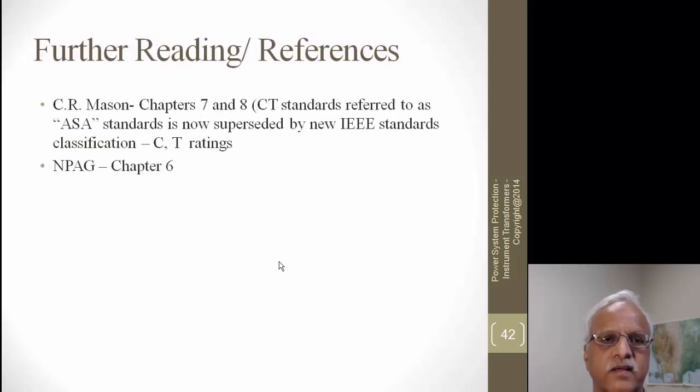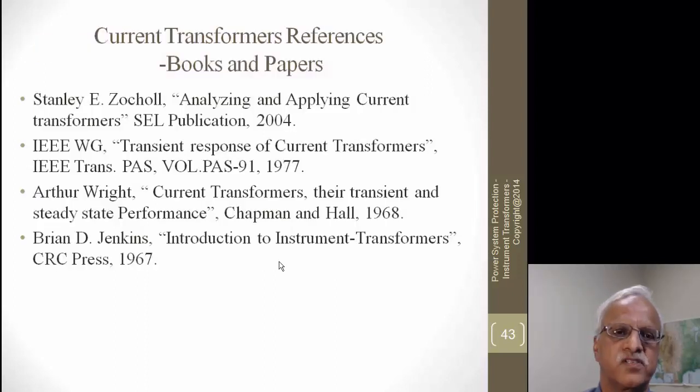so you don't have any issues with the DC offset. For further reading, you can look at Mason's chapter 7 and 8, but this was written at a time when the IEEE was called ASA, American Standards Association at the time, and then instead of ANSI. So they have ASA ratings there, and classifications of C and T ratings. Then you can also look at the Network Protection and Automation Guide, which would probably shed light on more IEC definitions. That's chapter 6.